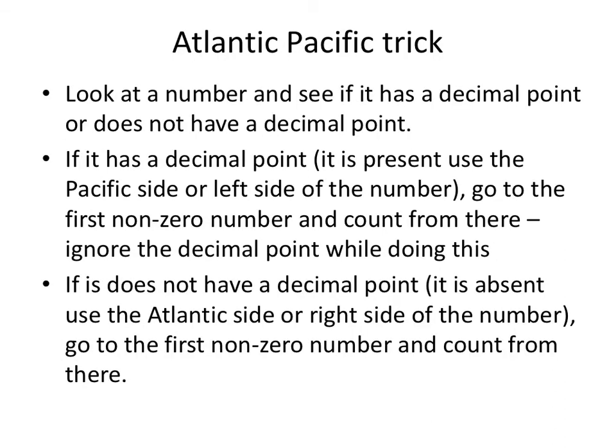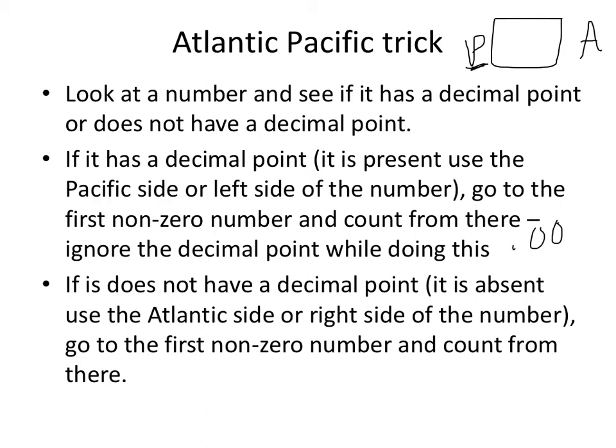As far as finding out how many significant figures are in a number, look at that number. This is a little Atlantic Pacific trick. Look at the number, see if it has a decimal point or doesn't. So it's either yes or no. If it has a decimal point, you say it is present, and we're going to go to the Pacific side of the number. If you think of the map of the United States, and I know that's not really a map of the United States, but I'm not very good at drawing in Michigan and Florida and Texas, so this is our map. If the decimal point is present, we start with the left side of the number, the Pacific side. And what you do is go to that first non-zero number and count from there. And ignore the decimal point.